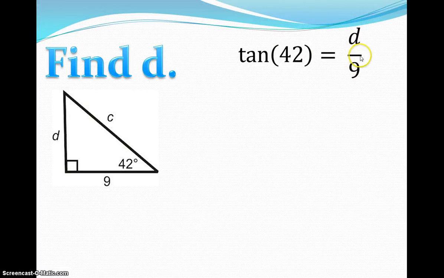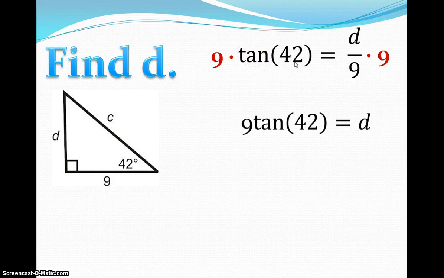And so if we look, we have this fraction bar here, which hopefully by now we know means that we are dividing. So how do I get rid of dividing by 9? I need to multiply by 9. That's going to cross off my 9's over on the right side here, and I'm going to be left with just D is equal to 9 times tangent of 42.